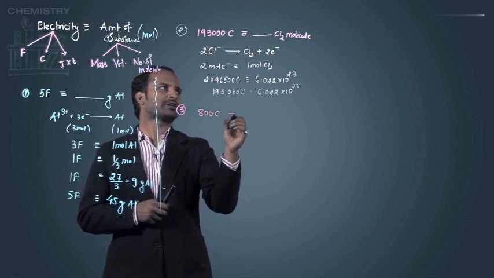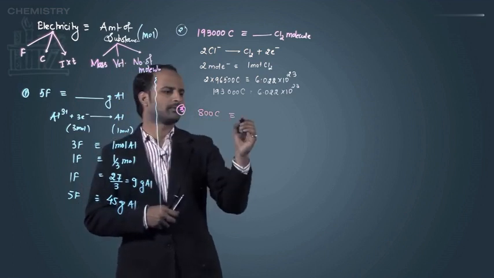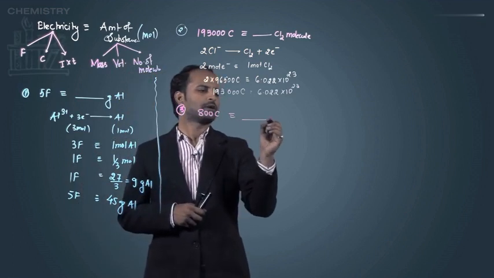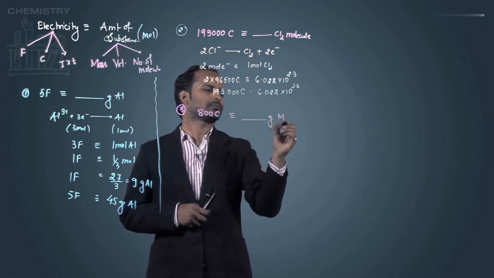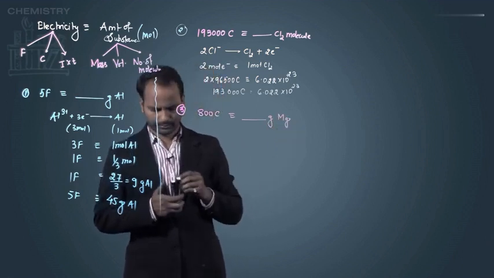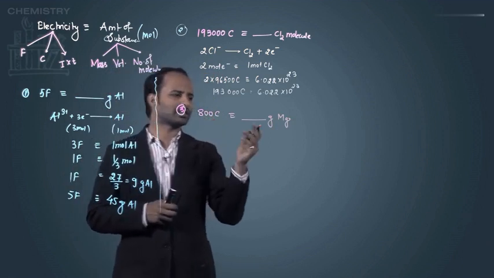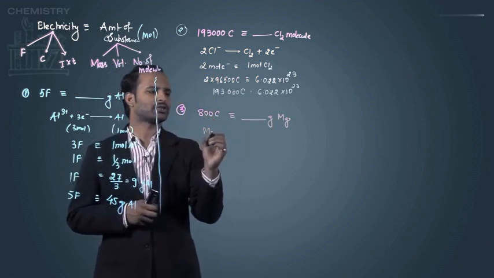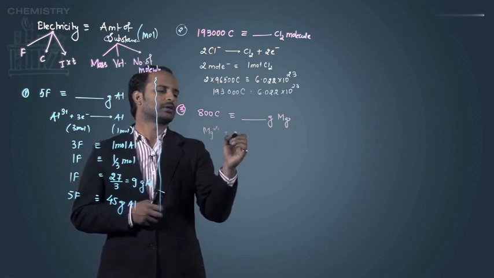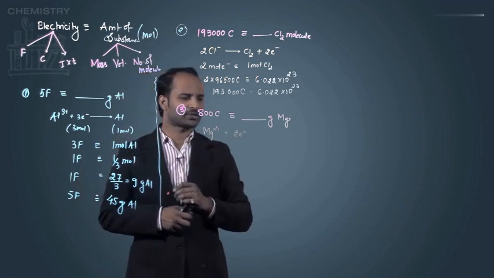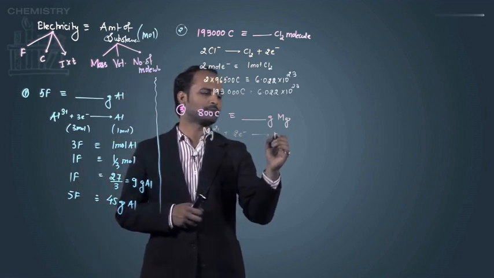800 coulombs of electricity will produce how much grams of magnesium? Simply write the reaction for magnesium. Magnesium has a plus 2 charge, so Mg2+ in ion form will form magnesium.